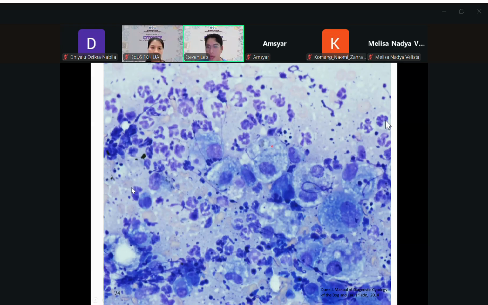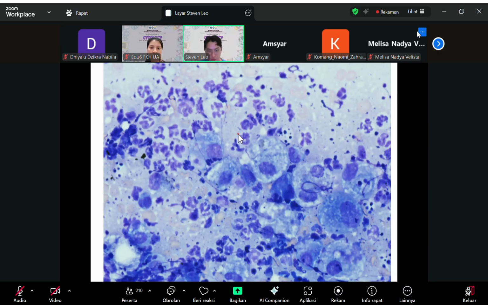What's going on there? From this one, I'm going to say there is inflammation. What is this, doc? This is the big one, but mostly it's still inflammation. Okay, so we know it's still inflammation. The big ones are supposed to be macrophages, because macrophages can usually be big.